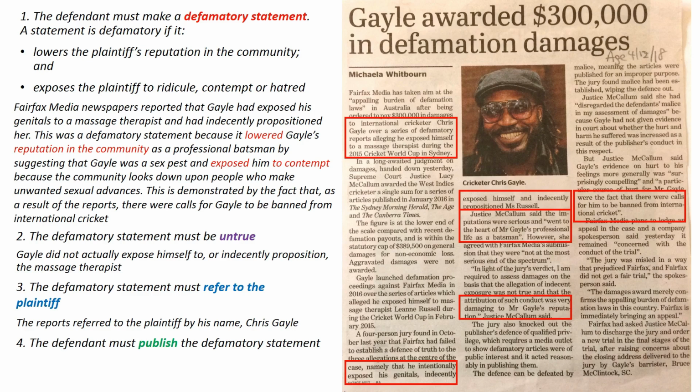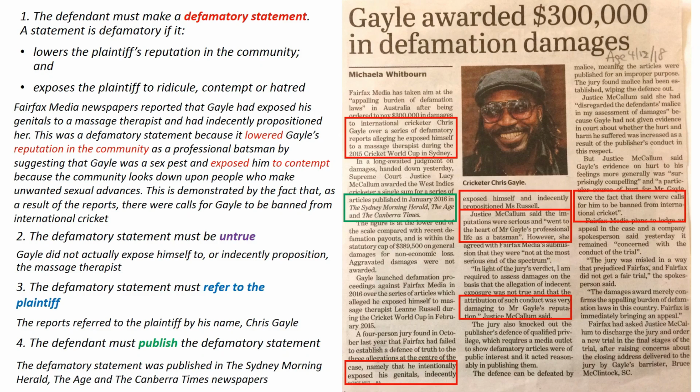This requirement is satisfied because the defamatory statement was published in 3 newspapers: the Sydney Morning Herald, the Age and the Canberra Times. Because Chris Gale's claim of defamation was upheld, the judge ordered Fairfax Media to pay Chris Gale $300,000 in damages for the damage to his reputation.